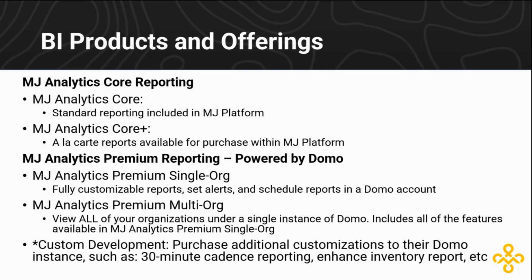Next, we have our premium analytics, MJ Analytics Premium Reporting. This is powered by Domo. We have a couple products that come with this. First is our MJ Analytics Premium Single Org, which for a single organization, you get your own Domo site that's fully customizable. And then if you are a MSO or multi-org product company, you can get the MJ Analytics Premium Multi-Org product, which is the same as the single org, but you can now have one aggregated view of all your organizations and facilities and locations all in a single Domo instance, so that you're not logging into multiple sites to pull reports for your whole organization.